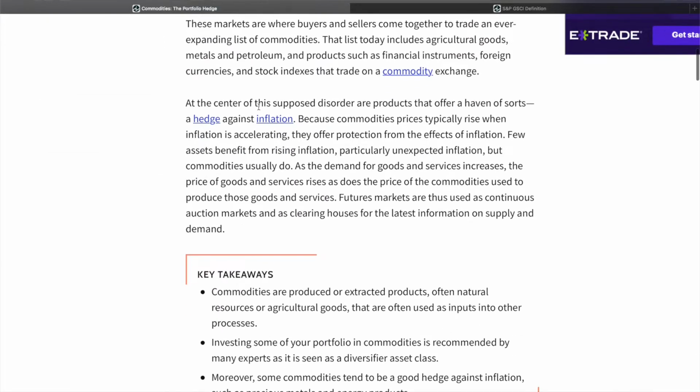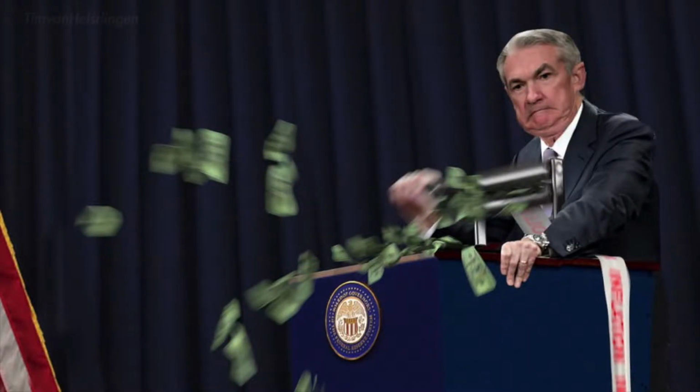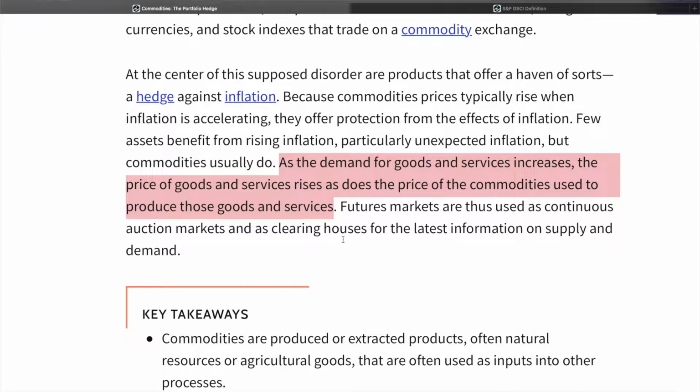So if I scroll down here, and if I zoom in a bit, this sentence is very important. As the demand for goods and services increases, the price of goods and services rise, as does the price of the commodities used to produce those goods and services. So what does this mean exactly? Well, currently we're seeing a massive influx of cash into our economy, right? The Federal Reserve, in the case of the U.S., is printing trillions and trillions of dollars and just injecting that into the economy with the goal of trying to continuously stimulate the economy throughout the COVID crisis.